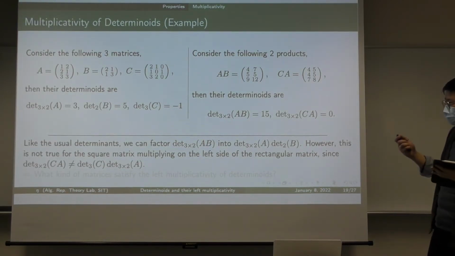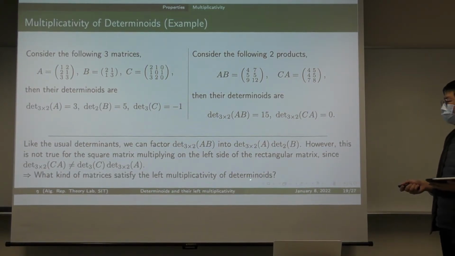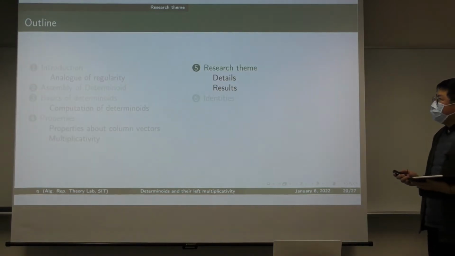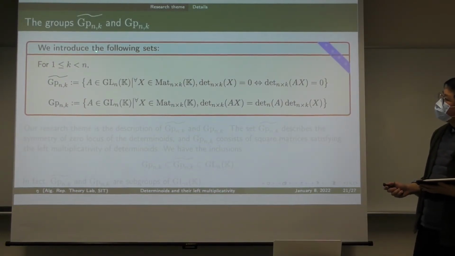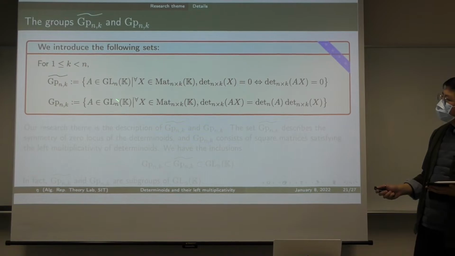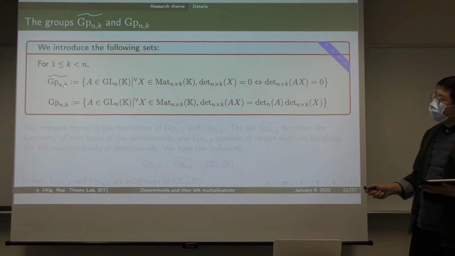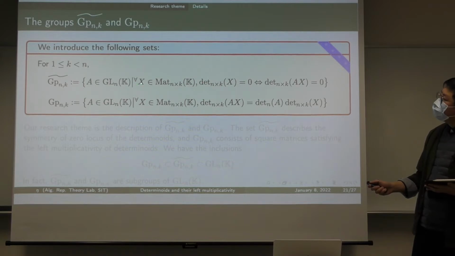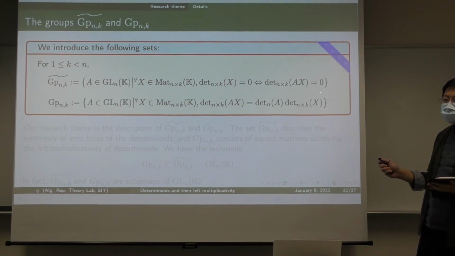So here we can raise a question. What kind of matrices satisfy the left multiplicativity of determinoids? So I will introduce my research theme here. We will introduce the following two sets. For 1 less than or equal to k less than n, the first set is called GPNK tilde, where we take the elements of the general linear group, such that for any n by k matrix x, the determinoid of x equals 0 if and only if the determinoid of the product ax equals 0.